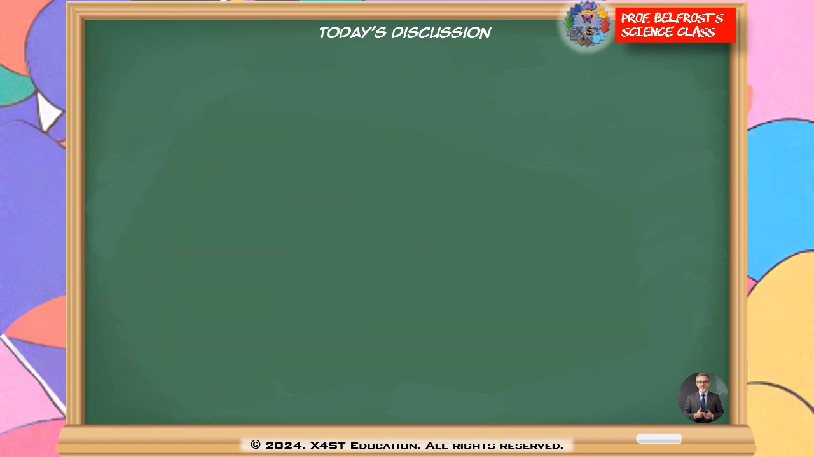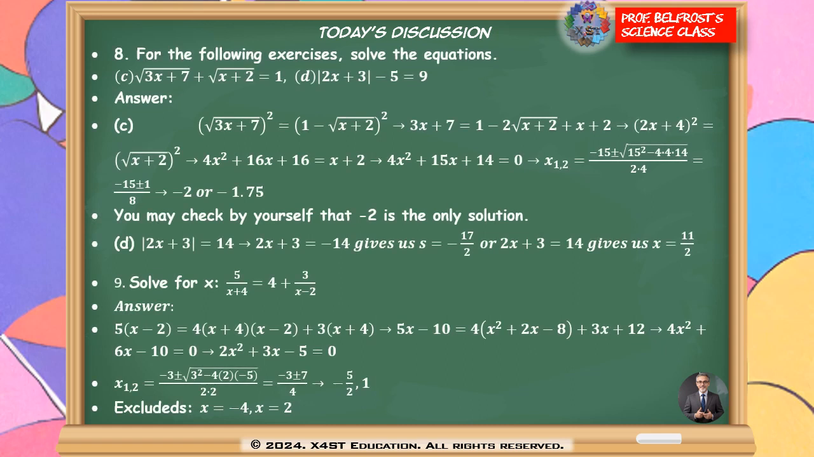Number 8. For this we have two. For the C part, we have two radical expressions. How to solve it? You need to move one of the radical expressions to the other side, and then square both sides and solve it the regular way and check if there are extraneous solutions or not.